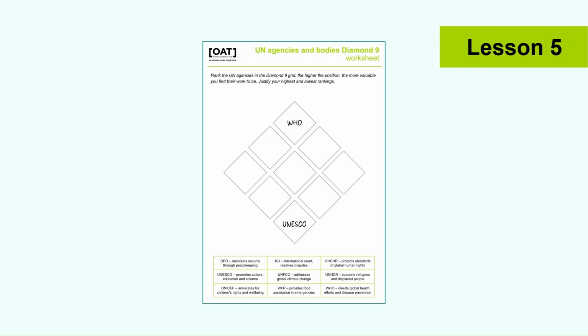As mentioned in other training videos, the initial ranking within the Diamond 9 itself isn't so much the focus here, because it's very easy for pupils to simply write down a few keywords in a box without really thinking much at all, let alone thinking hard about where they're ranking each organisation. Instead, by asking pupils to add justifications for their top and bottom selections, as is done here, we're encouraging pupils to really think about the reasons behind their decisions.